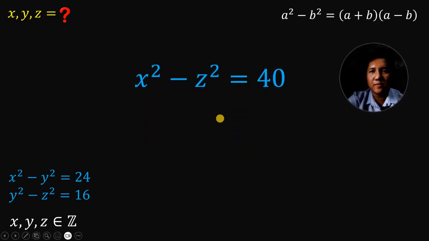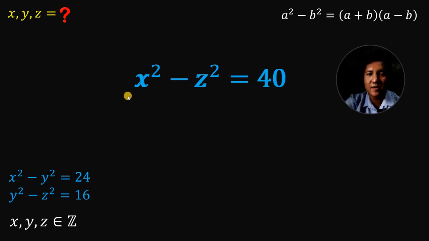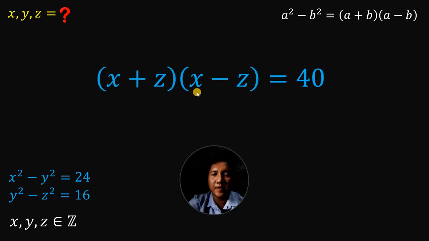Now, since we want integer values for x, y, and z, take note that when we have a squared minus b squared, this can be factored as a plus b multiplied by a minus b. So, the left-hand side of our equation can be factored as follows. We have x plus z multiplied by x minus z equals 40. And since x, y, and z are all integers, we want integer factors of 40.